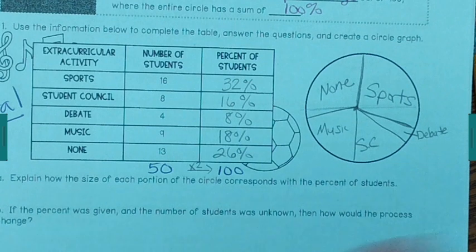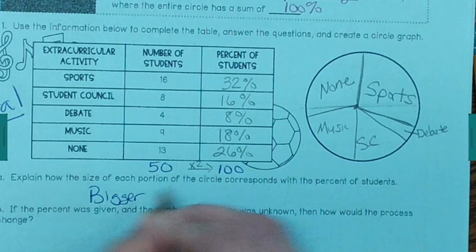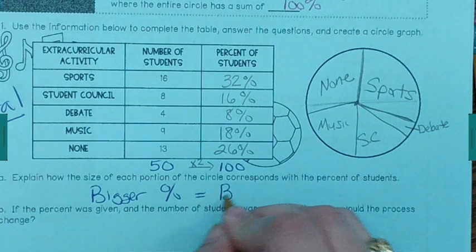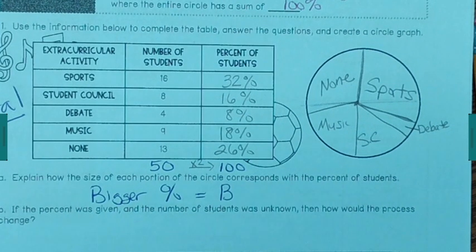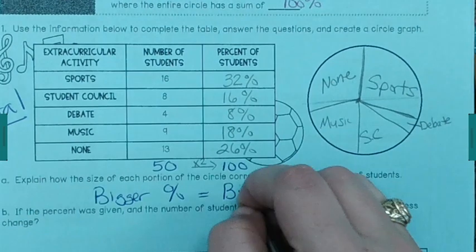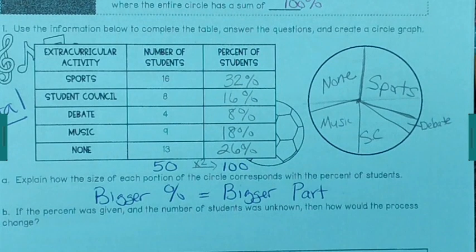So explain how each portion corresponds to the percents. If it is a bigger percent, what do you know about the size of this? If it's a big number, what part of the circle is it? A bigger part of the circle. If it's a small percent, it's a small part of the circle.